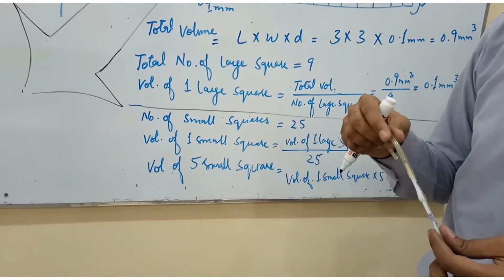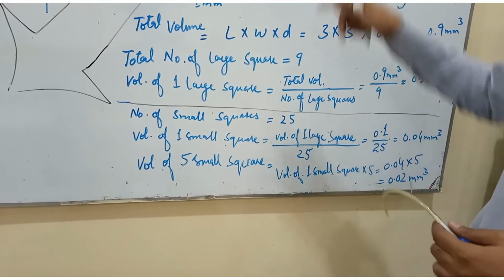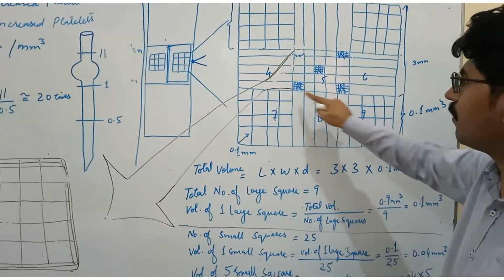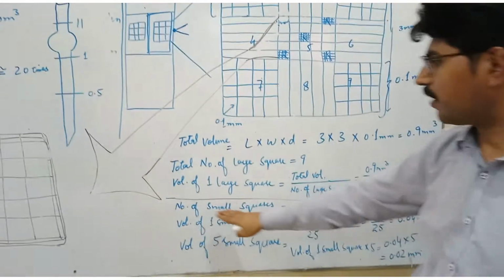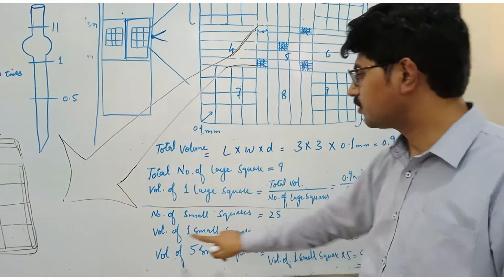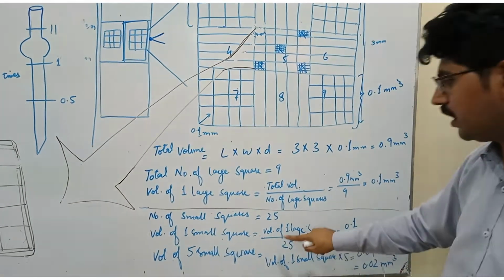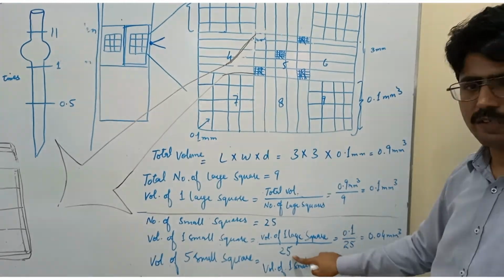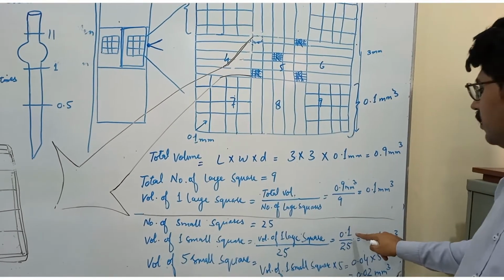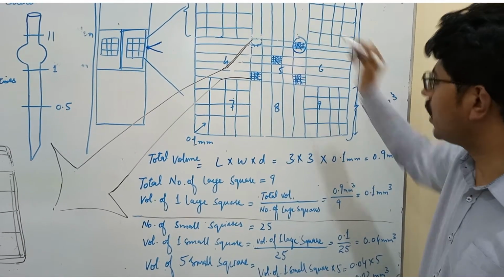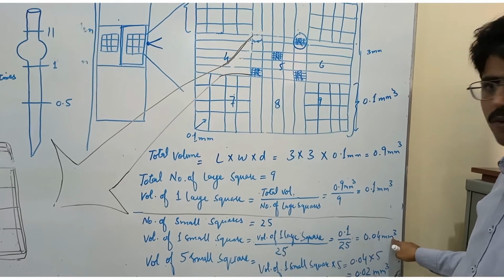Platelets are smaller than even RBCs, so we have to count these cells in the central square. This central square is again divided into 25 small squares. So the volume of one small square is the volume of one large square divided by 25, that is 0.1 millimeter cube divided by 25. The volume of this small square comes to 0.004 millimeter cube.